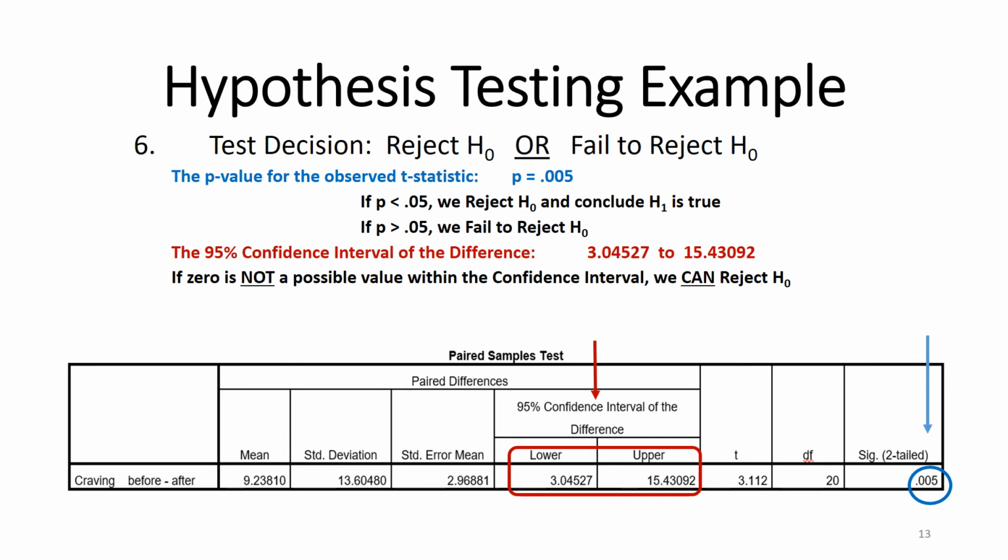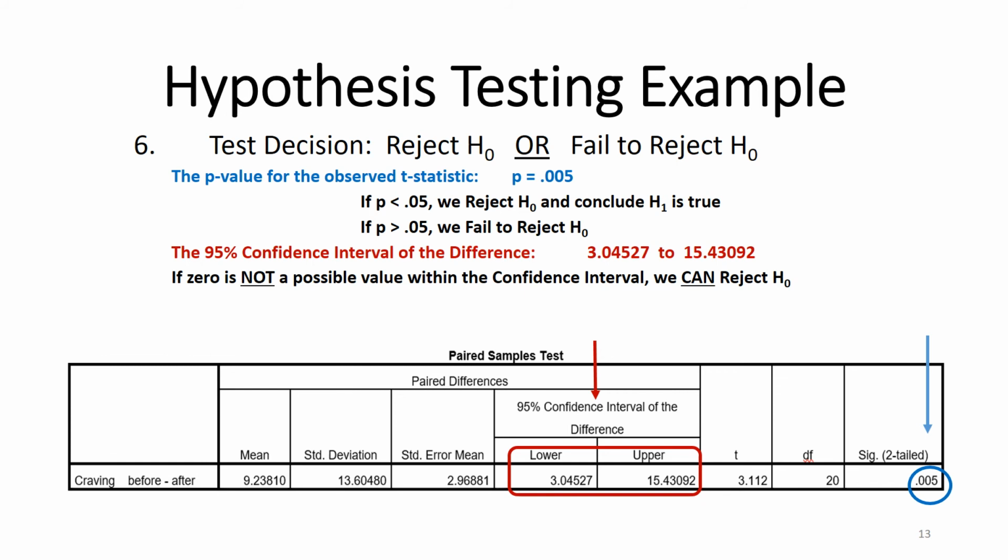And then we can use our breakdown of it that's in black in the middle of the slide to make our decision. If p is less than 0.05, we can reject the null hypothesis. And then on the other side of it, if p is greater than 0.05, we would fail to reject the null hypothesis.